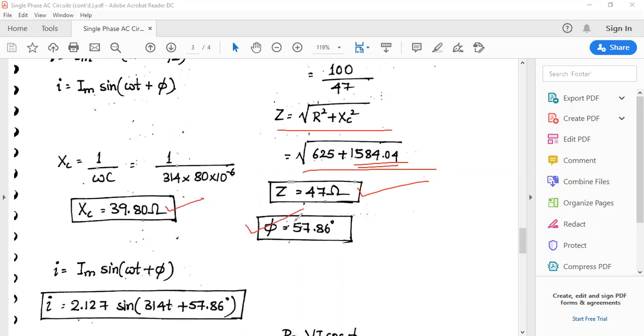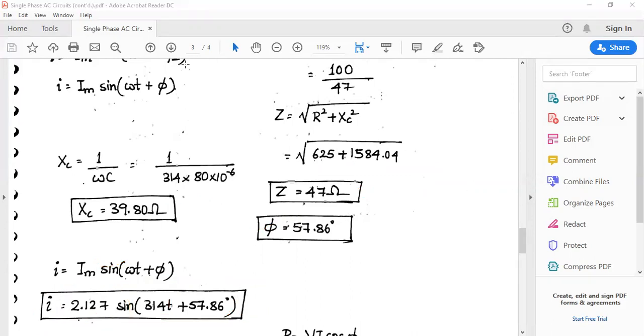So the value of phi, which is 57.86 degrees, can be found out, and i is Im sine omega t plus phi. So Im is 2.127 and sine of omega, which is nothing but 314t, plus 57.86 degrees. Okay, so that's how we can calculate it.